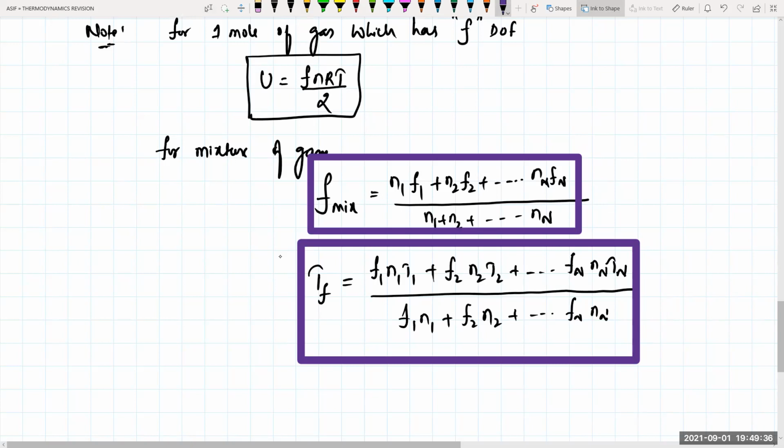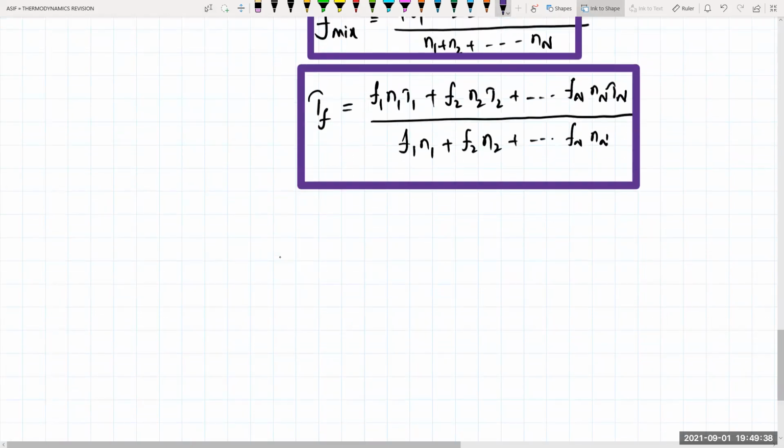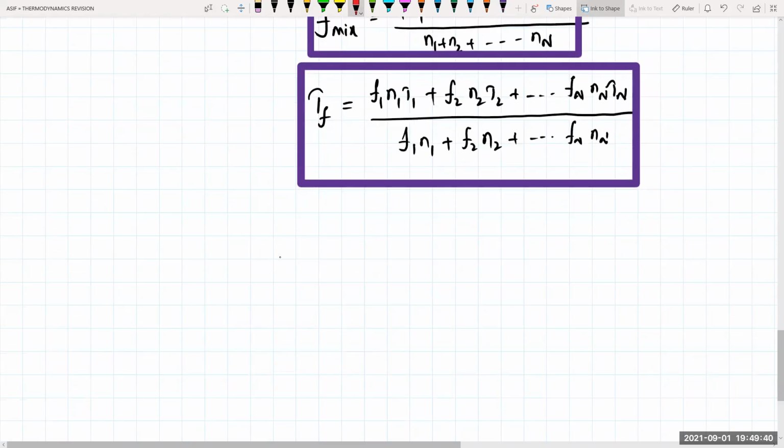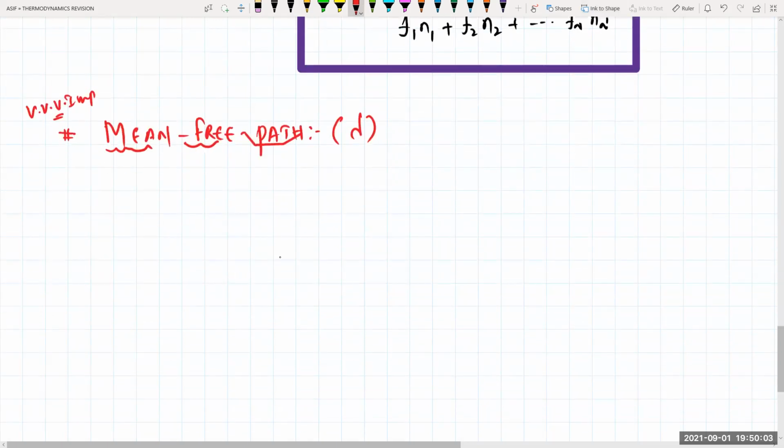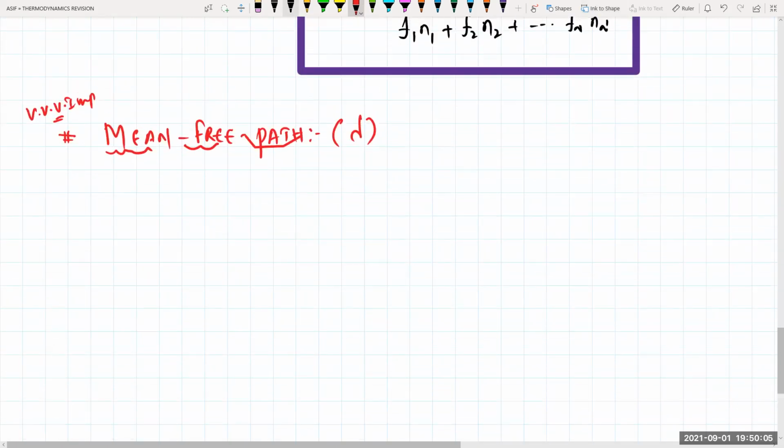Okay. Next. Very important. Last year there was a question on this one. What is that? Mean free path. Mean free path, represented by the letter lambda. So what is mean free path?